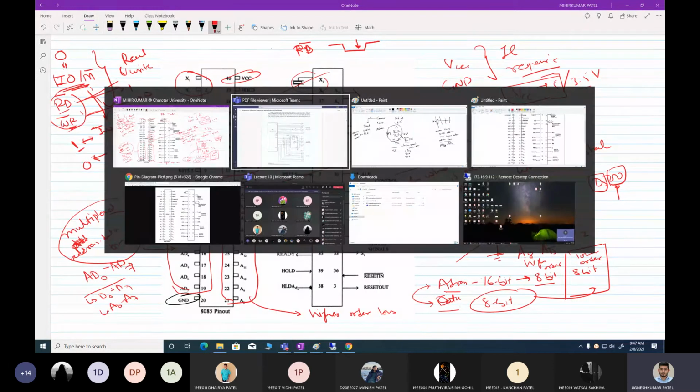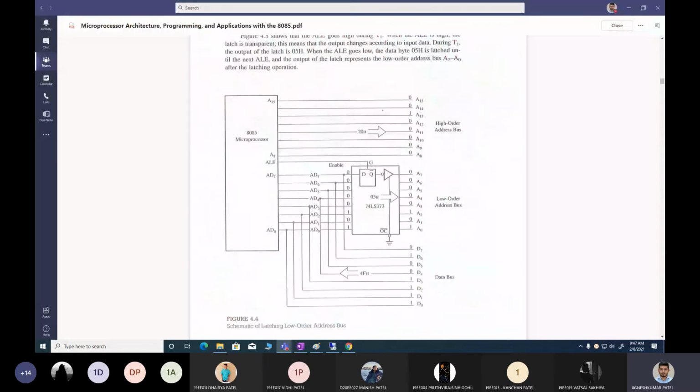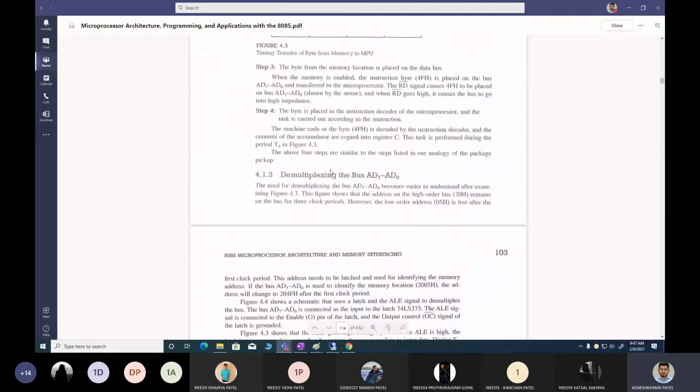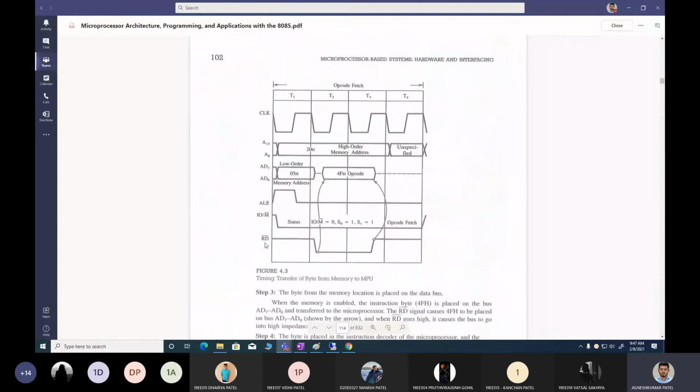We have seen that already. Let me show it to you one more time. You might have forgotten that. See, these are the RD bar. RD bar goes low whenever there is a read operation. So during the opcode fetch, we have to read the memory. At that time RD bar goes low. Whenever the RD bar goes low, that means it's a read operation on your memory. Along with that, you can see IOM bar is equal to 0 over here.